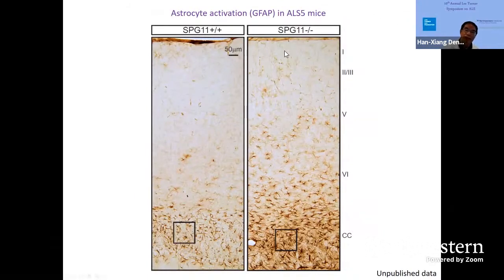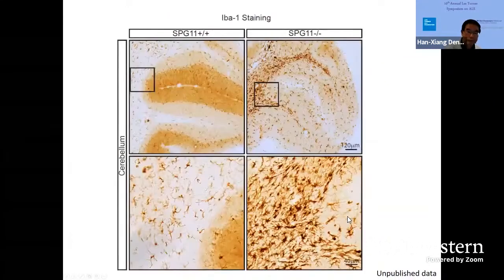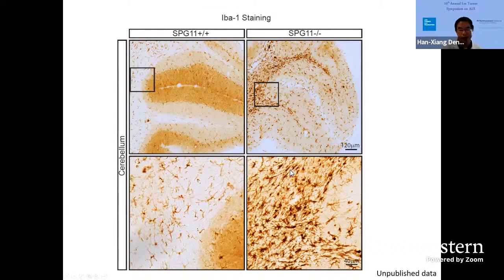And in the mice, we can also see the activation of astrocytes. This is the different layers, and this is the control, different layers. You can see the astrocytes are increased or activated, especially in the axonal part, like the corpus callosum here. And also the microglia is activated, especially in the white matter area. You can see this is the cerebellum, and this can be clearly seen. We can see the structure here, and compared to here, they're all different. Obviously they're obvious.